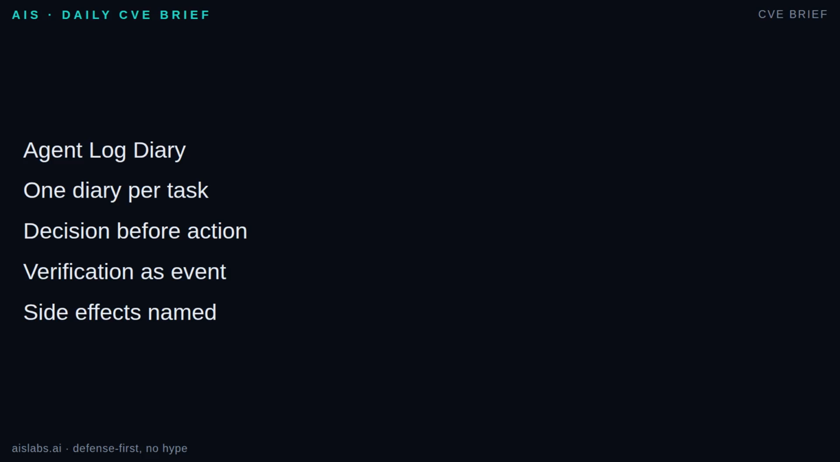My opinionated rule is this. If an agent can act on it, you should be able to audit it later. Log the decision before the action. Log the verification after the action. Log side effects with idempotency keys or external record identifiers. When the loop misbehaves, you should read its diary from start to finish.